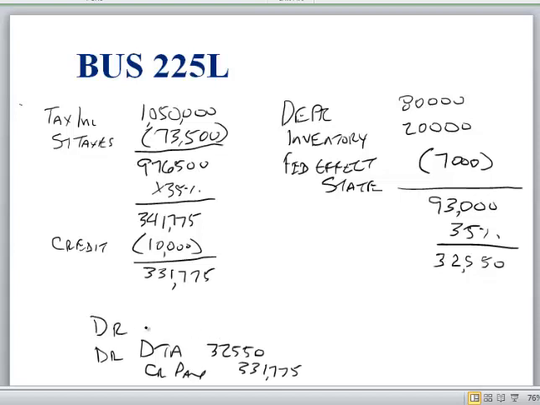Okay, what are we going to do next? Same answer as last time. Balance the entry with the provision. So if I balance the entry, what's that number? Somebody say it loud. 299,225. 299,225. Okay. We good with that?